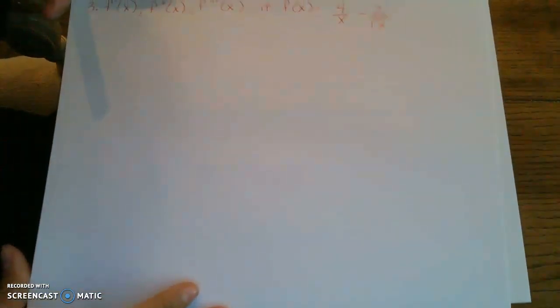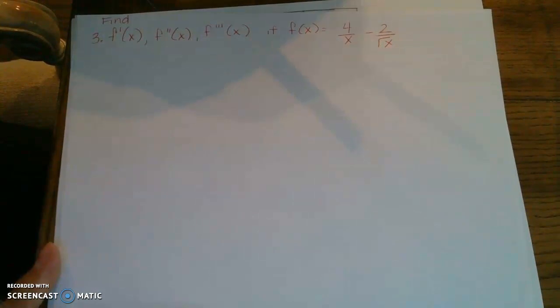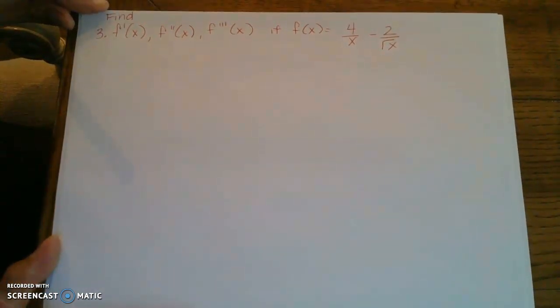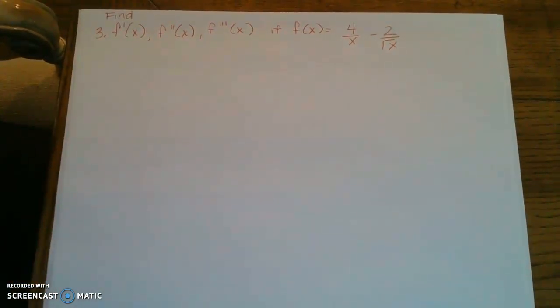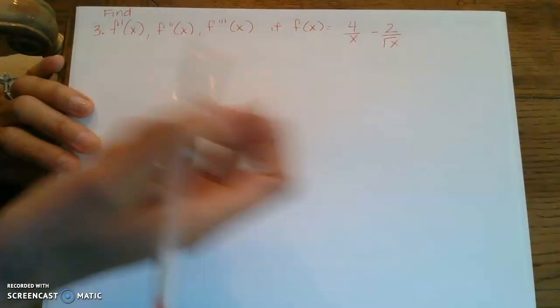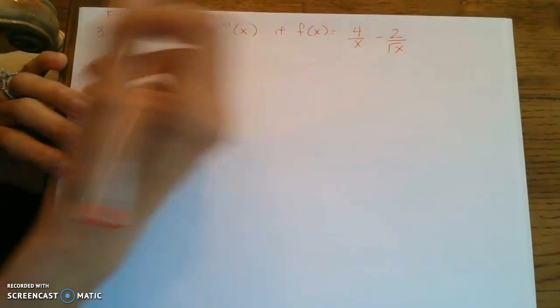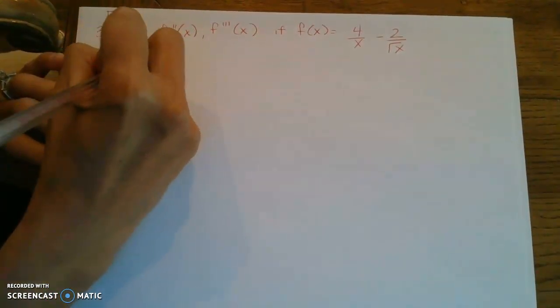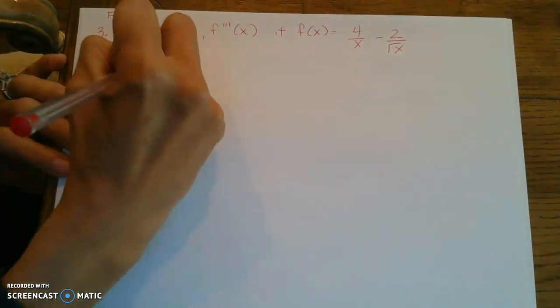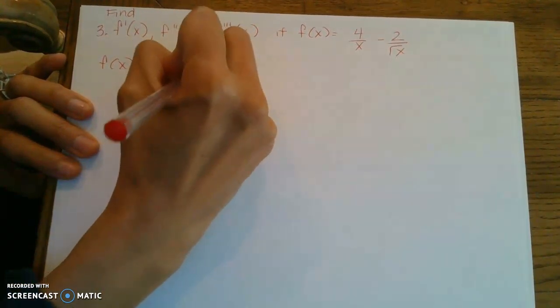Okay, so now number 3. In number 3, they're asking us about higher order derivatives. And when we're trying to do higher order derivatives, I just know that I can't skip. I need to go from the first to the second to the third. So they're asking me to go to the first derivative, second derivative, and find the third derivative. So the most important piece that I think most of you guys are struggling with is remembering to rewrite the original in a proper form.